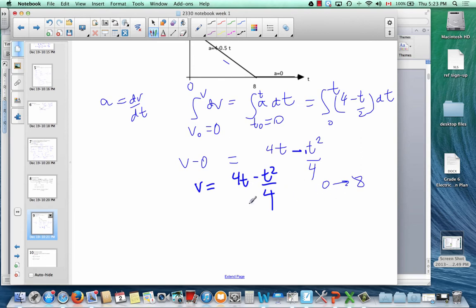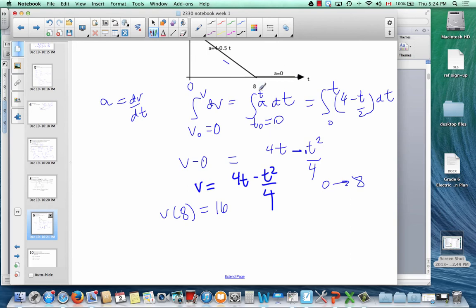So at 8 seconds, you can put in 8 for the time and see what you get. 4 eighths is 32. This is 64 over 4. That's 16. So 32 minus 16 is just 16.